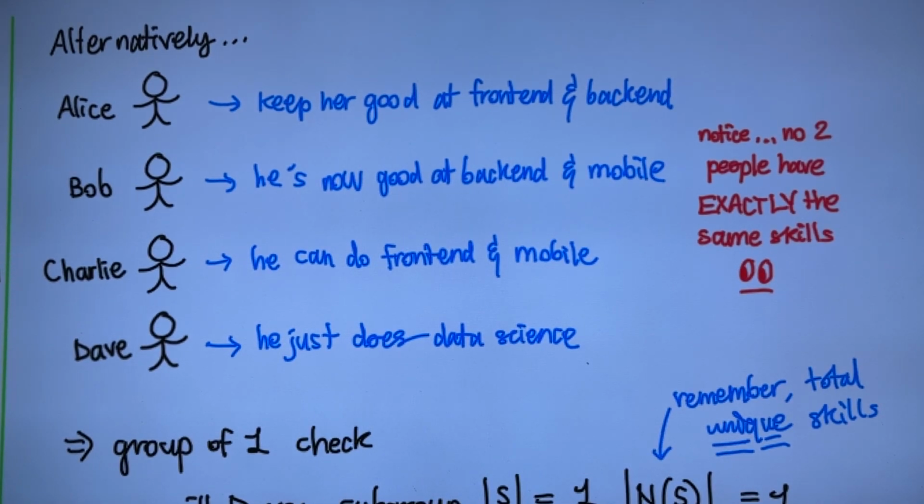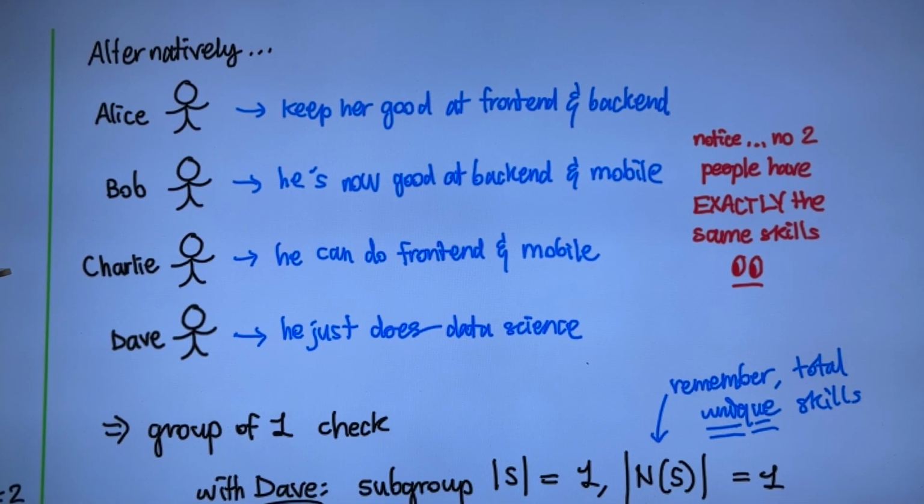So I want you to notice here, this is an alternative case where we are going to be able to have a perfect matching. And I want you to look at one thing in particular. Notice here, no 2 people have exactly the same skills. So remember before, with Alice and Bob, or Bob and Charlie, or Alice and Charlie, you could say, oh, they're both good at front end and back end. But now, you don't see anyone who has the exact same pair of skills.